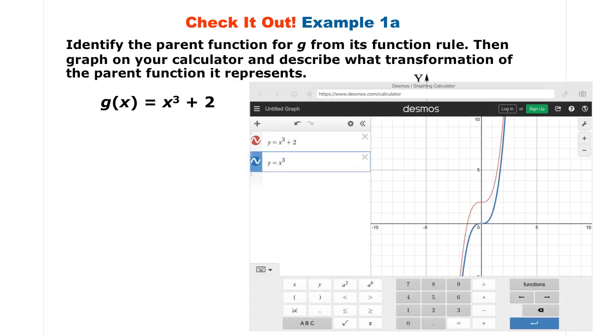In our next example here, because of the x cubed term, this is going to be a cubic function. Here's our parent function. I did graph both of them, and we can see that it did move our parent function up 2 units.